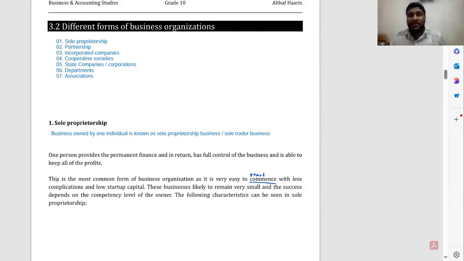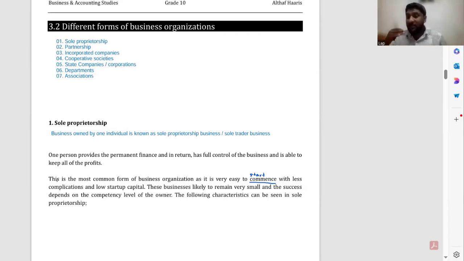Now you just think and see about Facebook, Google and all, not one person actually, a few set of people got together and did. But if you take like Tesla, or Jack Ma started Alibaba, Jeff Bezos started Amazon. So that one person is very talented, powerful. Competence level is very high. Now look at the size of the business. World's biggest businesses.